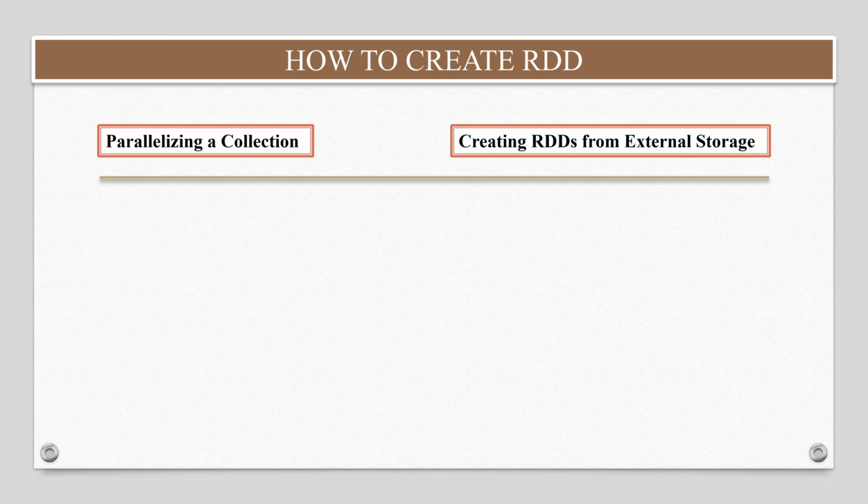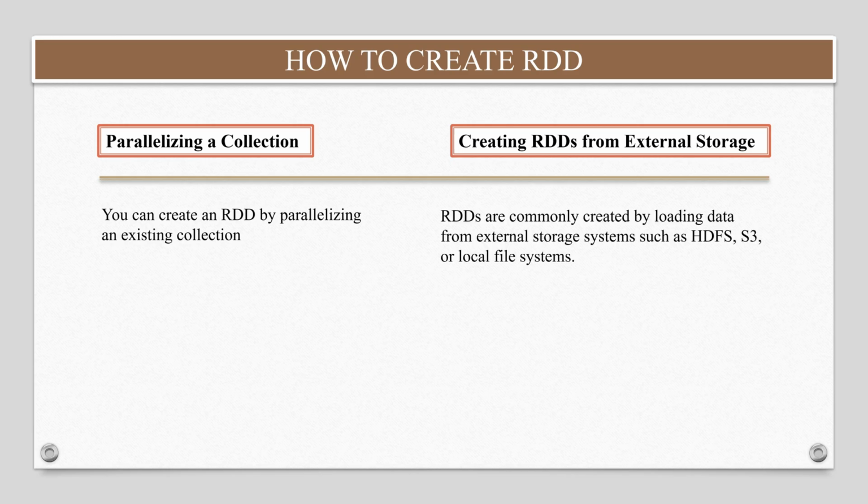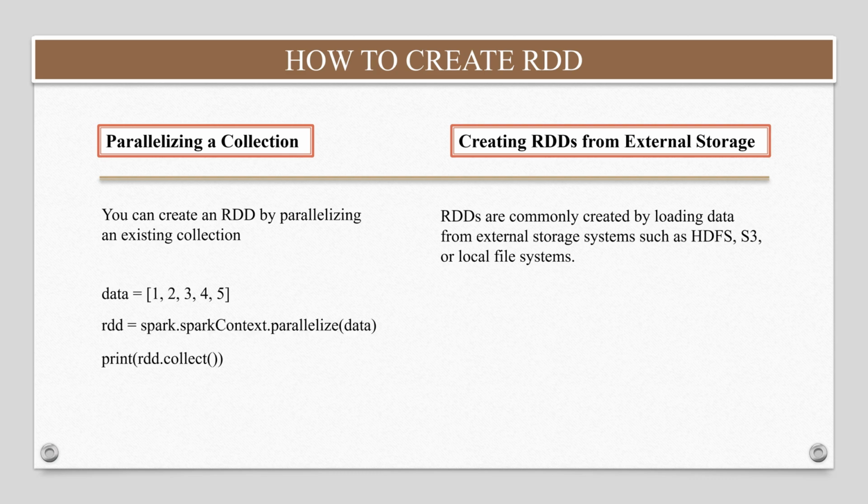First one is parallelizing a collection. You can create an RDD by parallelizing an existing collection, for example a list or array in Python. This is useful for small datasets or testing. On the other hand, creating an RDD from external storage. RDDs are commonly created by loading data from an external storage system such as HDFS, S3 or local file systems. For example, you can load a text file or a directory of files. Let's understand an example in both ways.